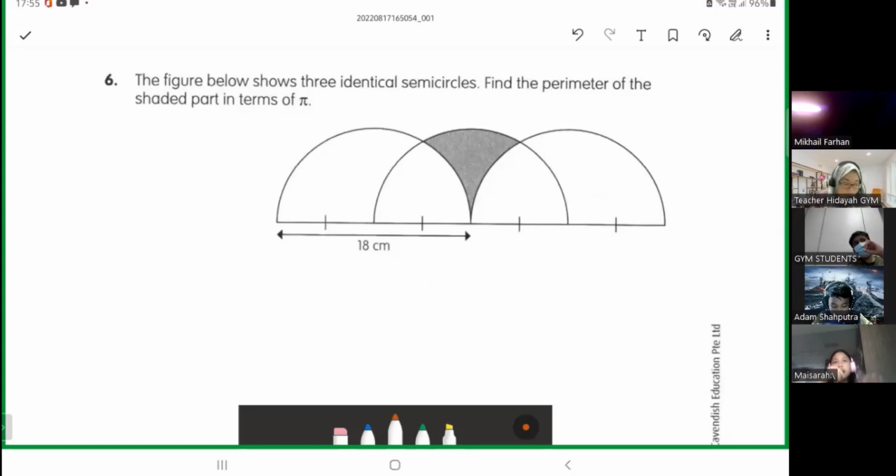To find the perimeter of the shaded part, first you need to find the length of the arc of one semicircle. Either you do that or you can cut up the semicircles into quadrants. If you cut the semicircles into quadrants, you get 6 quadrants. Either you go by quadrant or by semicircle, up to you. I just cut out one to show you. This is one quadrant.